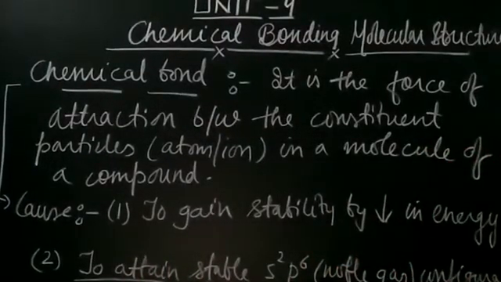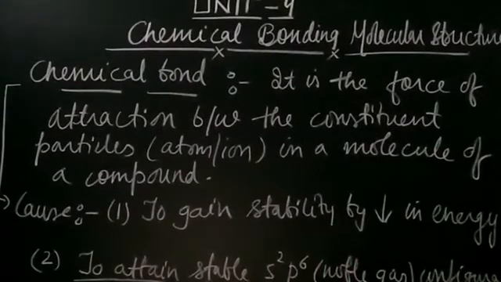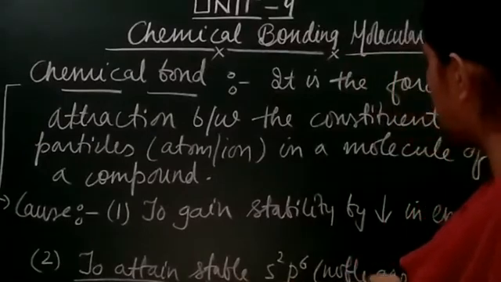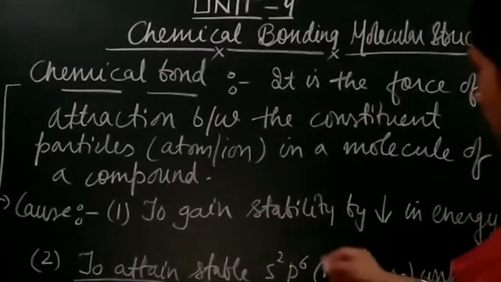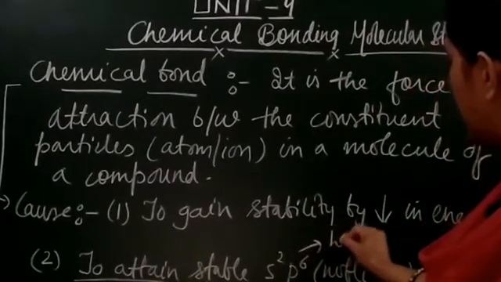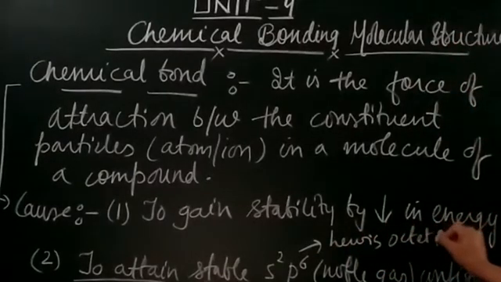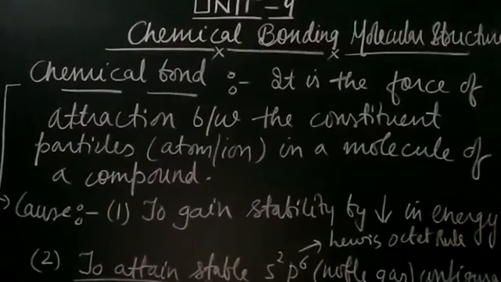So the atoms combine to gain the stable noble gas configuration. I think this is not visible to you. This is s2p6 configuration. I'm just writing here, the Lewis octet rule. Right, students? This s2p6 configuration is known as the Lewis octet rule. So we are going to discuss later on.